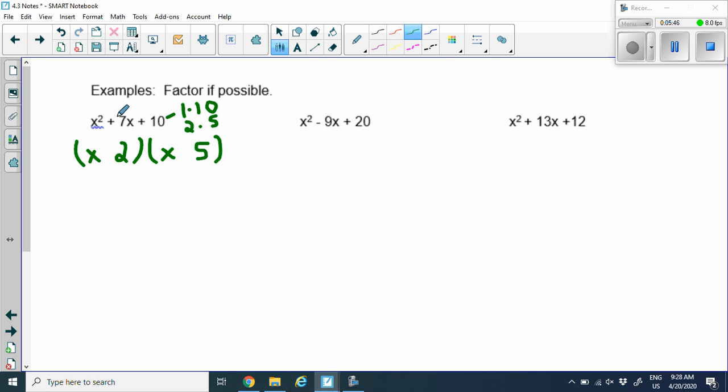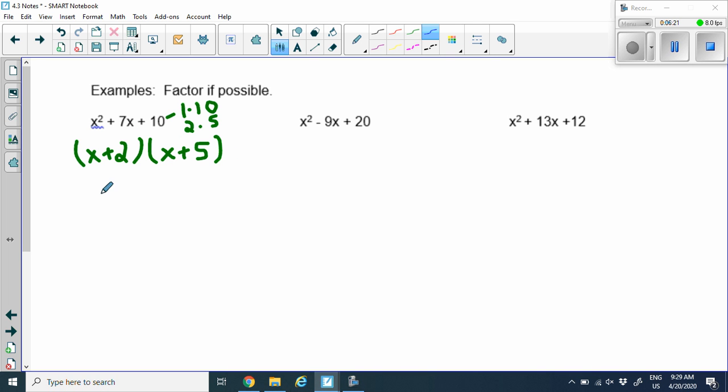Now, I want a positive 7, so the signs in front of my 2 and 5 are very imperative. Well, if I have a positive 2 and a positive 5, 2 plus 5 gives me 7. Now, this is where the FOIL method can come in handy. We can use the FOIL method to make sure this is the correct answer. So that's what I'm going to do. Now, you don't always have to do it. If you get very comfortable with factoring, and you already know how to do it, then you don't really need to do this, but it's a great way to check just in case it's a little bit harder to factor.